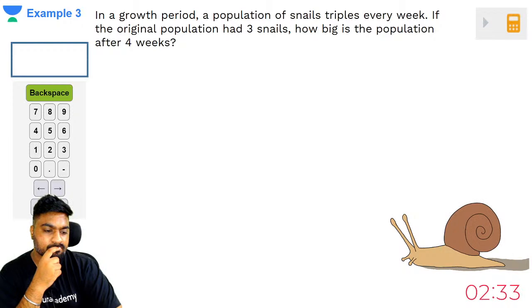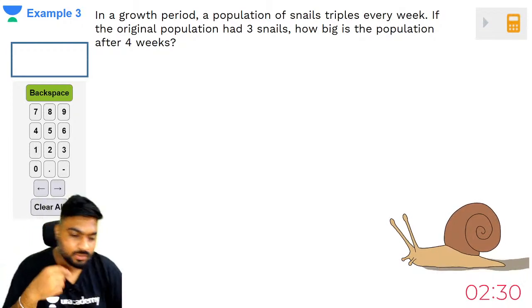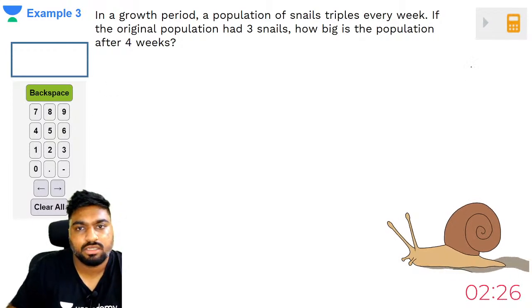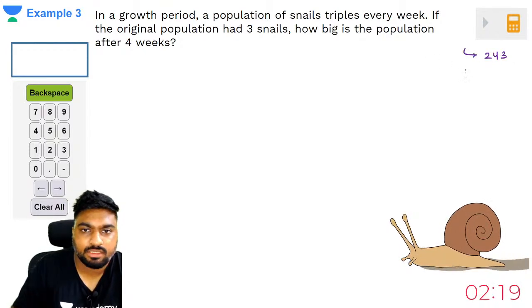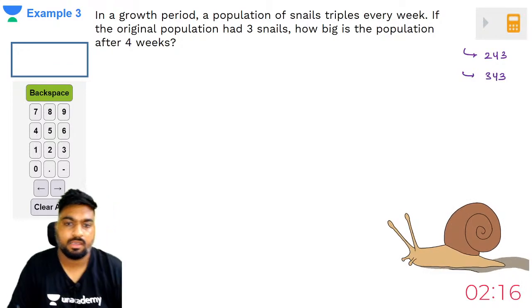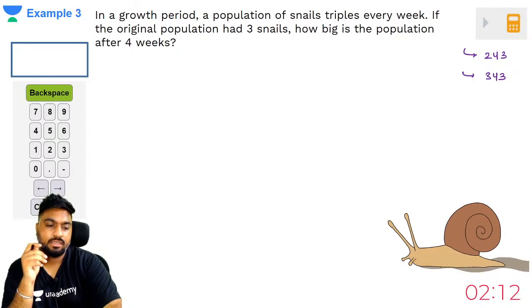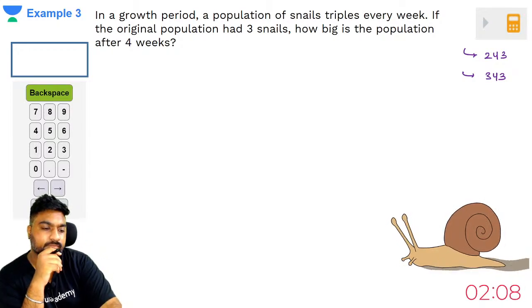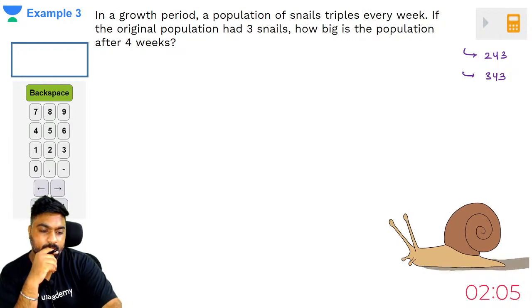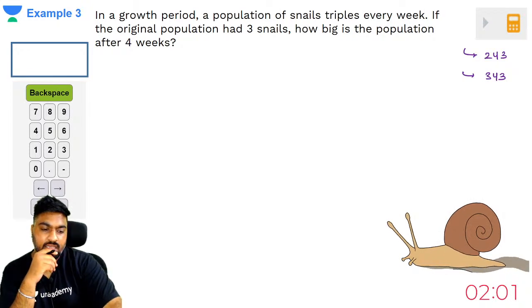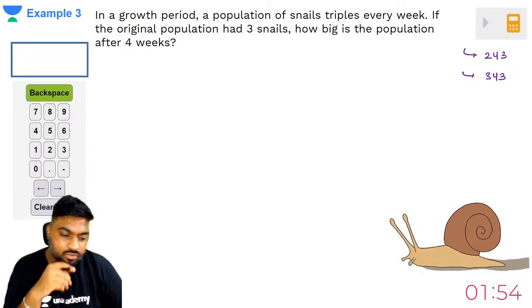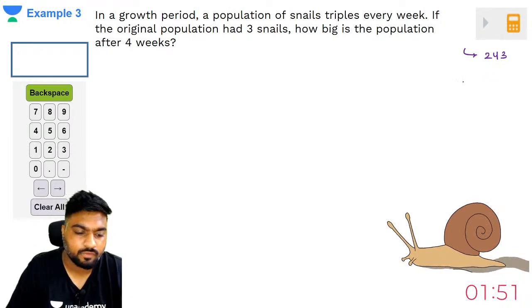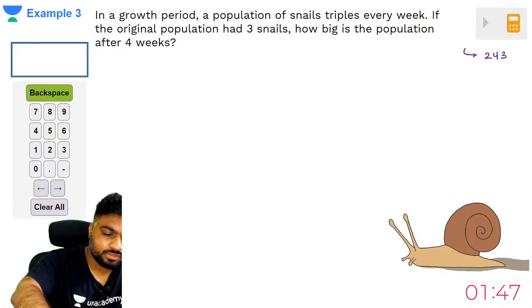Go ahead, try this. Aniruddha says 243. Okay. Any other answers? 343 says Gaurav. Okay, 243, 343. All right. How about others? Anyone? Gaurav again says 243. What about the other people? Millie also says 243. Very good.